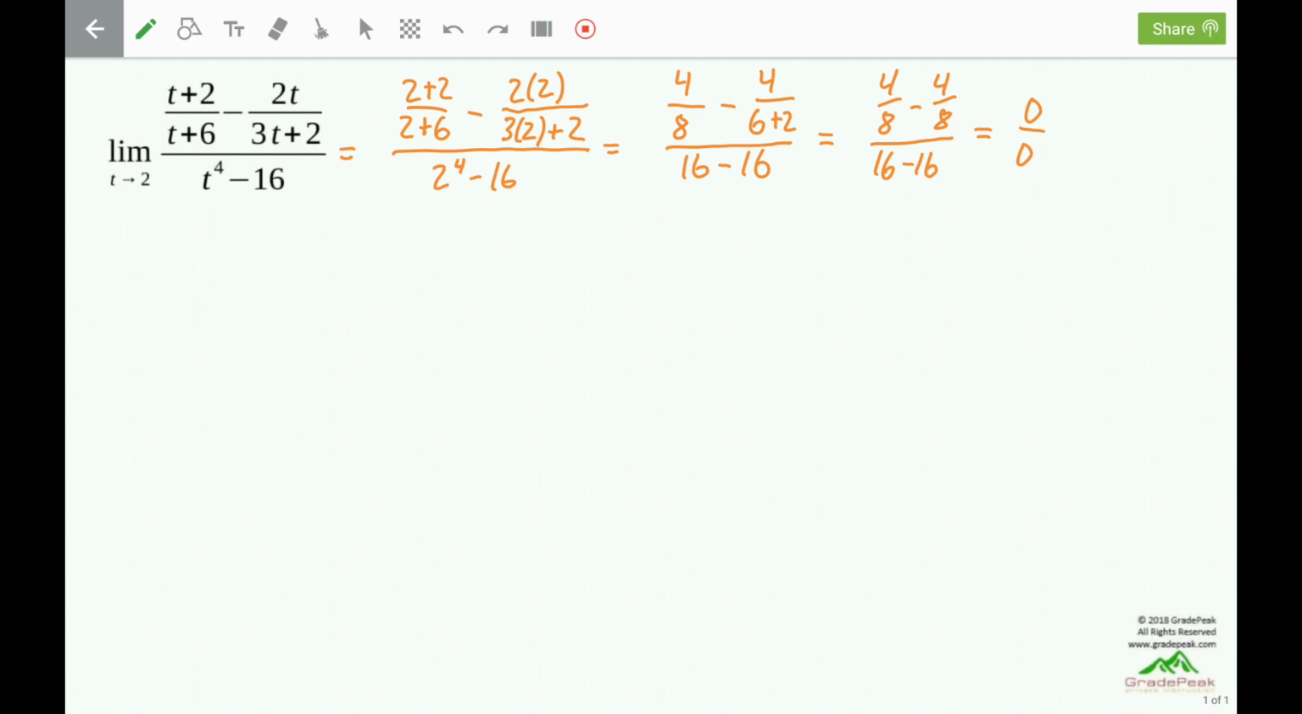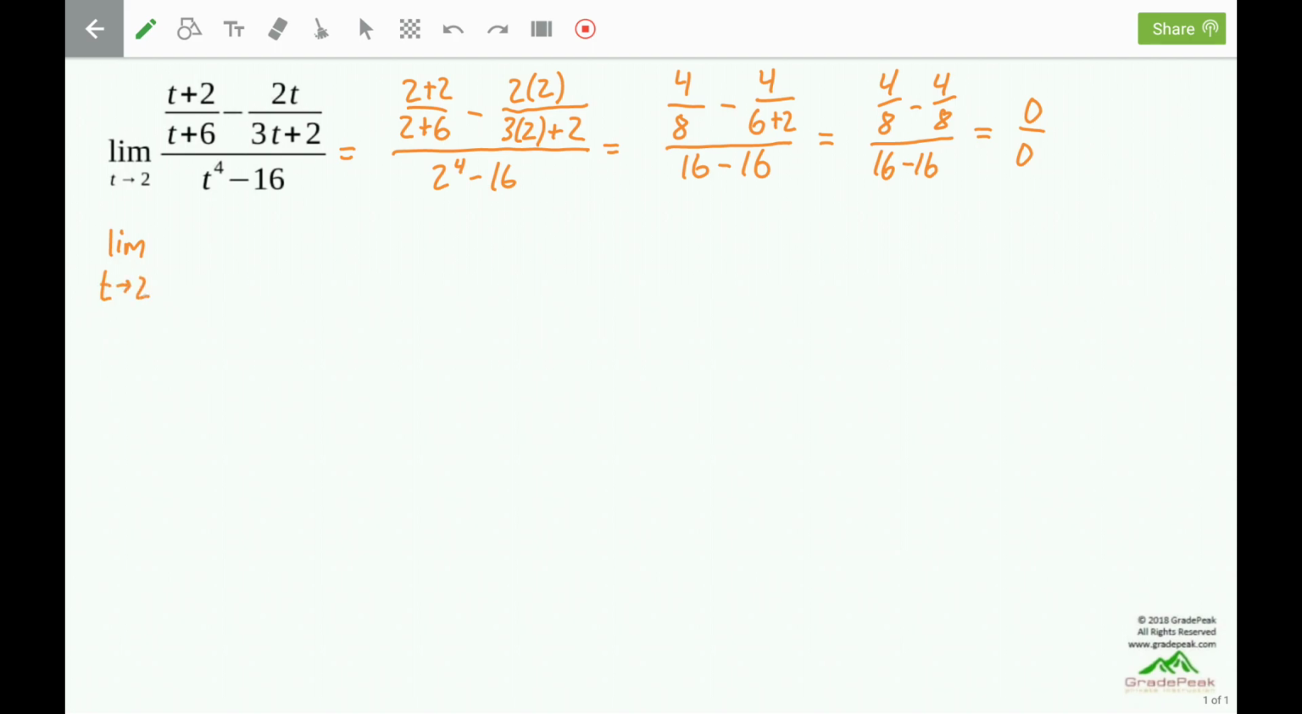Since we have fractions that are combining, we will need to use the common denominator method. So we'll need the common denominator between those two fractions. Since neither t plus 6 nor 3t plus 2 factor any further, the common denominator will be t plus 6 times 3t plus 2.